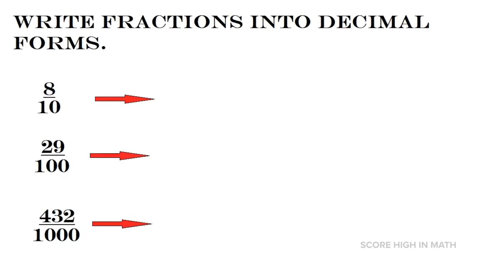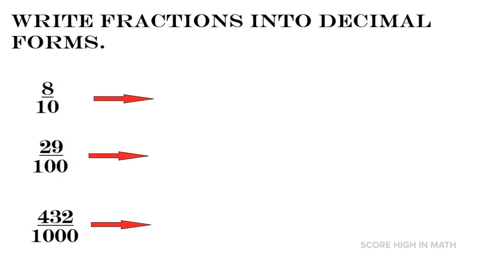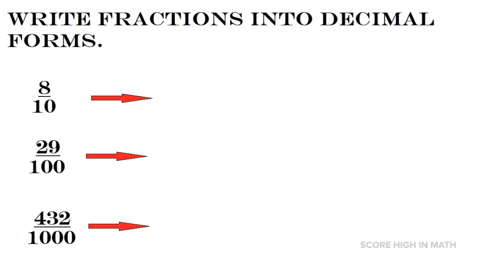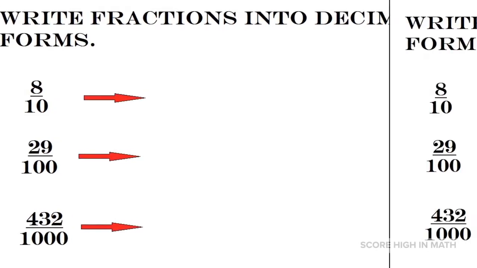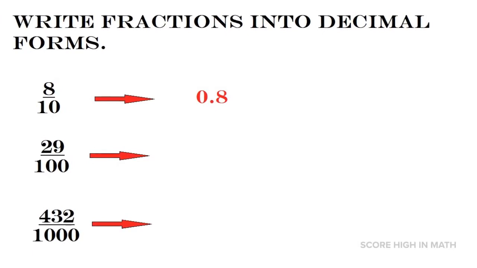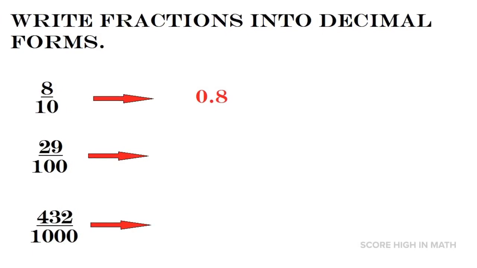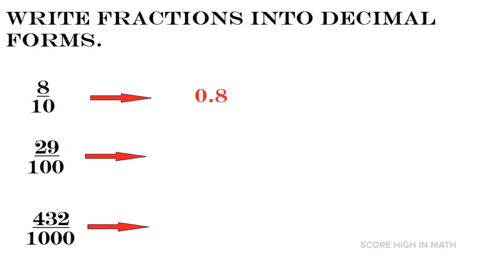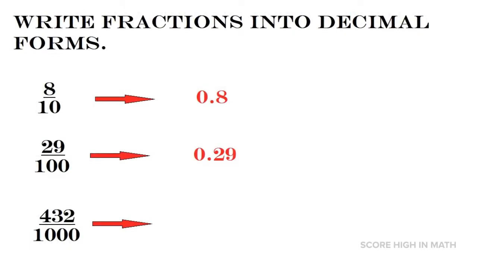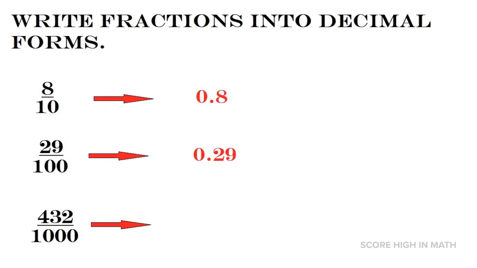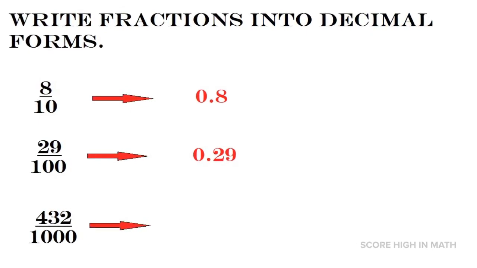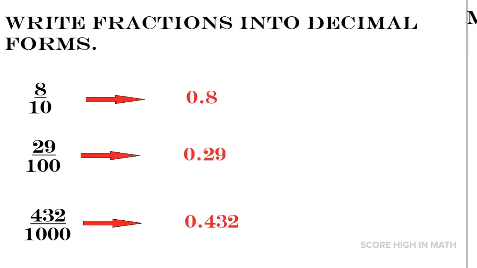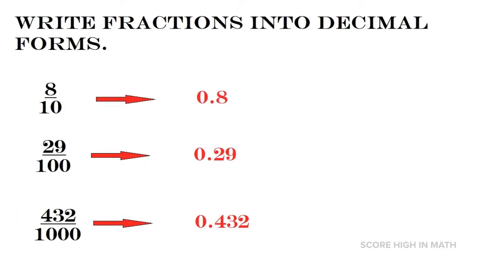Let us work again on writing fractions into decimal form so that you will understand it well. What about the first example, 8/10? We are going to write it as 0.8. What about the next example, 29/100? Its decimal form is 0.29. And on the last example, 432/1000 is equal to 0.432.